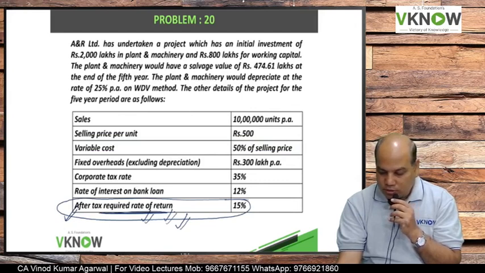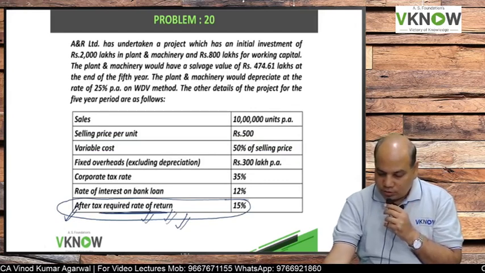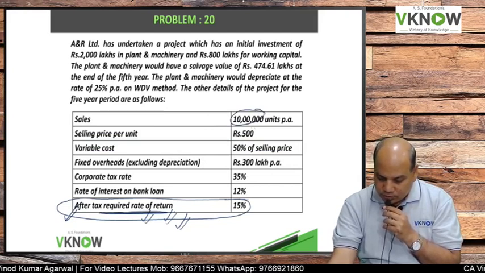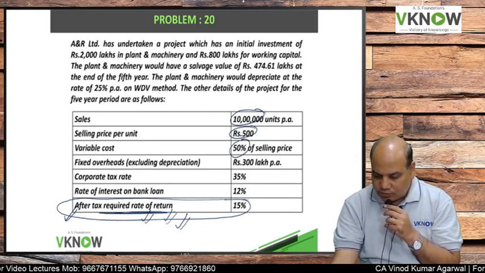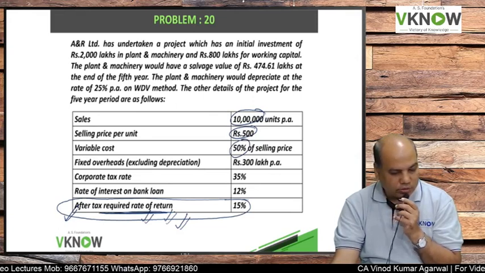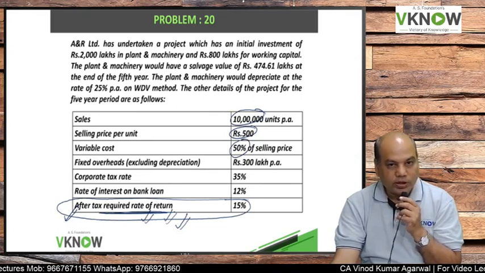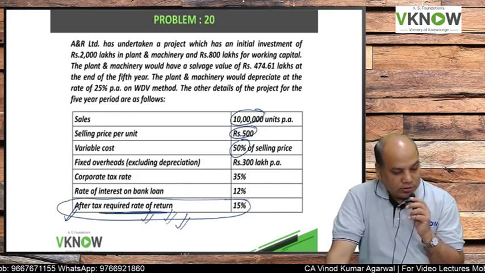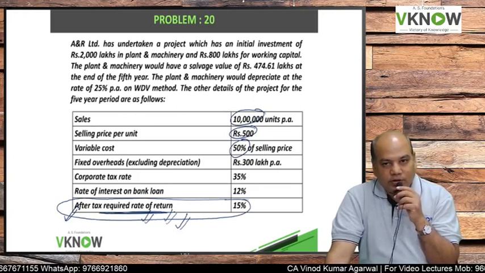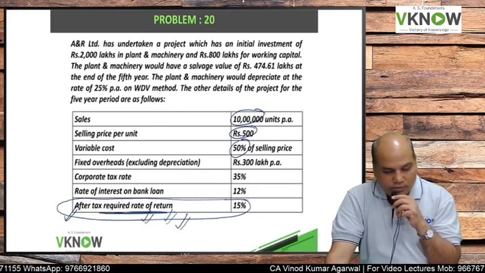So let us solve. How do I solve? You have sales, selling price, then 50% of the selling price means 250. So question is very easy. It will only take a little more time to solve because of the WDV depreciation. If it was straight line method, the life would have been easier. Say yes.